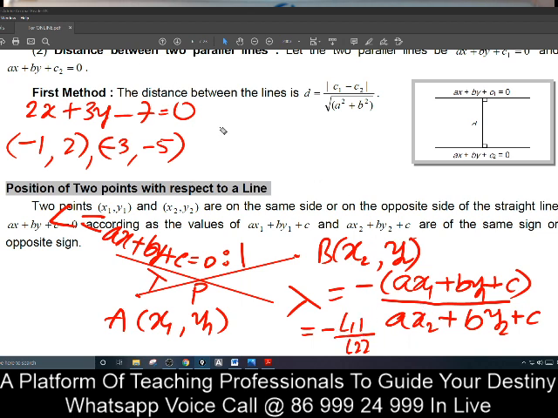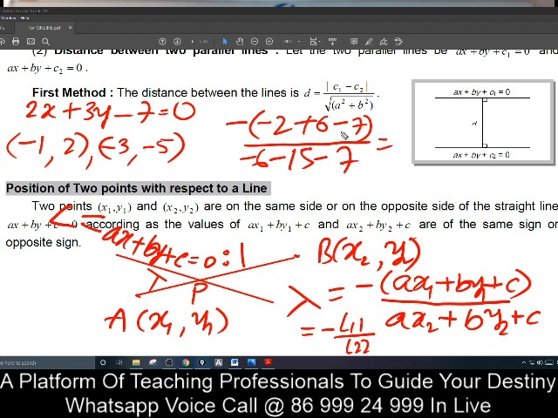Minus L11 by L22. So what is the concept here? Minus of 2 into minus 1, minus 2, 3 into 2, 6, minus 7, divided by minus 6, and it is minus 15, minus 7. It is 4 minus 7, minus 3, minus of minus 3, plus 3, divided by minus 21 minus 28. You have got the ratio negative.